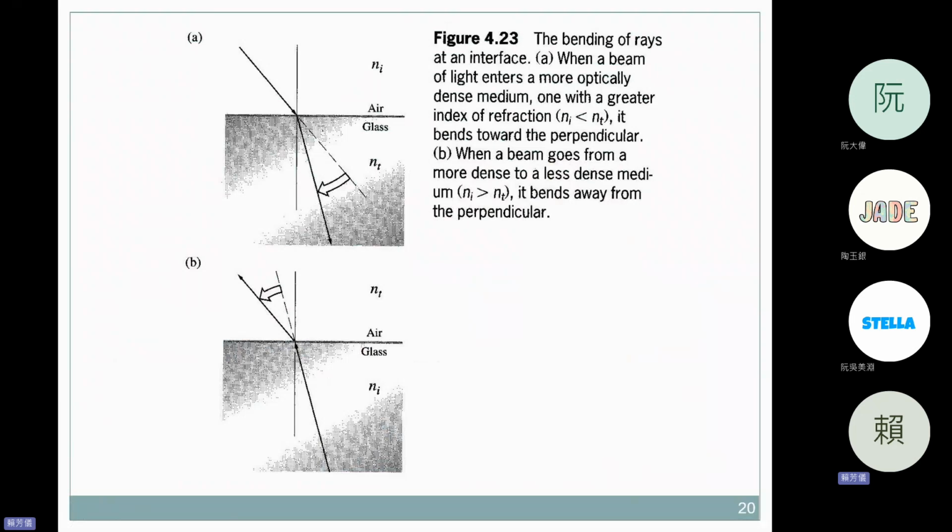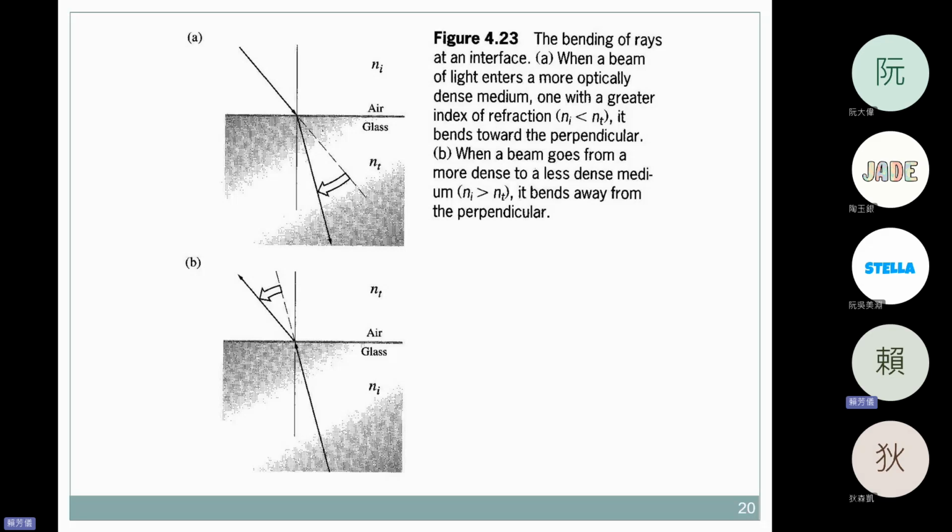Okay, this figure just shows that when light is incident on a dense material, where the refractive index is larger than the original one, or on a not so dense material, which direction the light will bend. So for figure A, you see that this is light from the air to the glass, so Nt is larger than Ni.